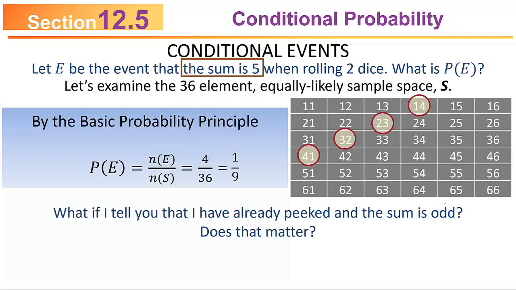But what if I tell you that I've already peeked? I've done the die roll already, and I'm holding my hand so you can't see it, but I've peeked, and I'm telling you something about it. I'm not telling you what the sum is, but it's odd. Does that matter? Does that change the probabilities because I gave you some new information? And the answer is, in general, yes, that will make a difference. So what I really want now is the probability the event E happens, which is getting a sum of 5, given that additional information, given that the sum is odd.